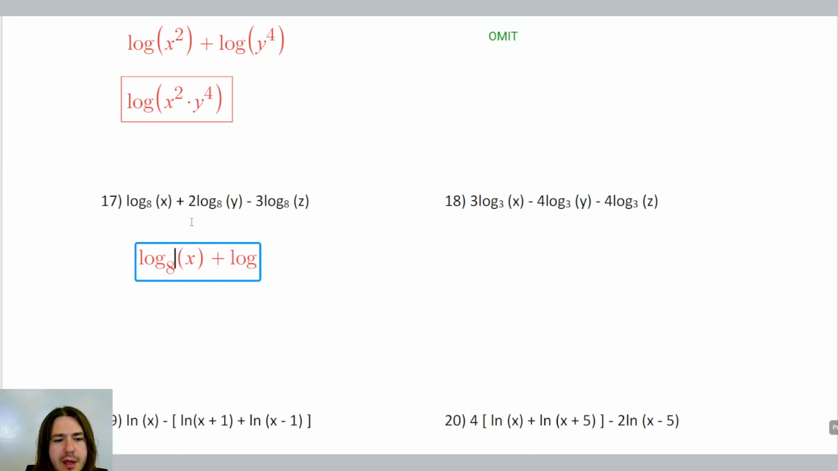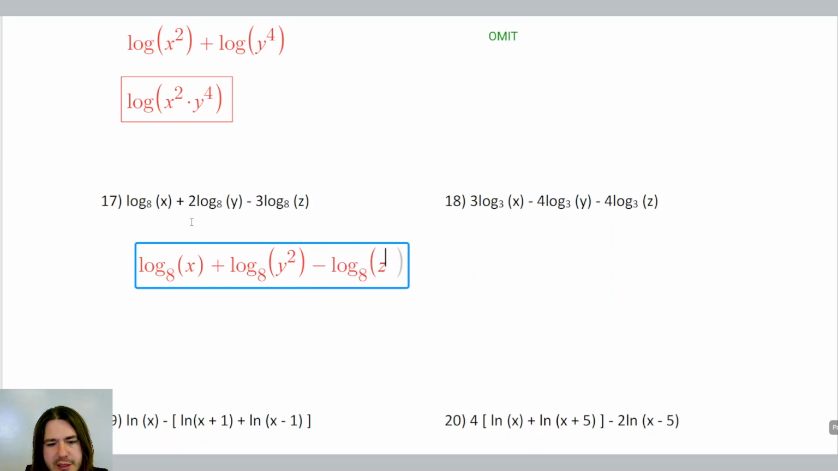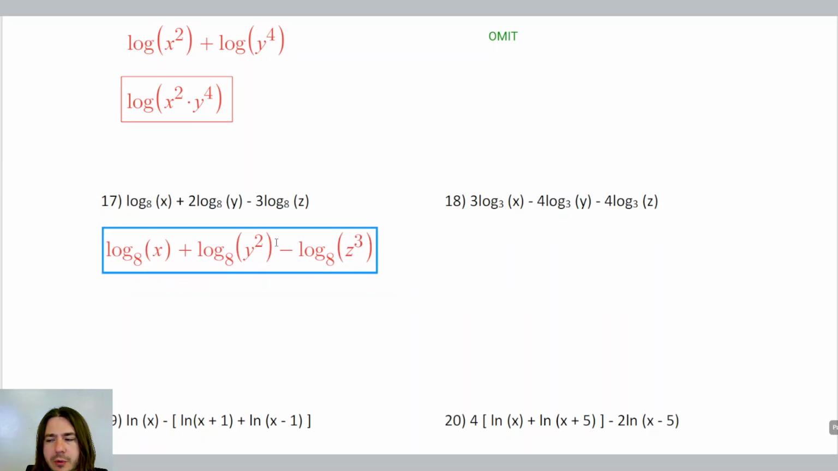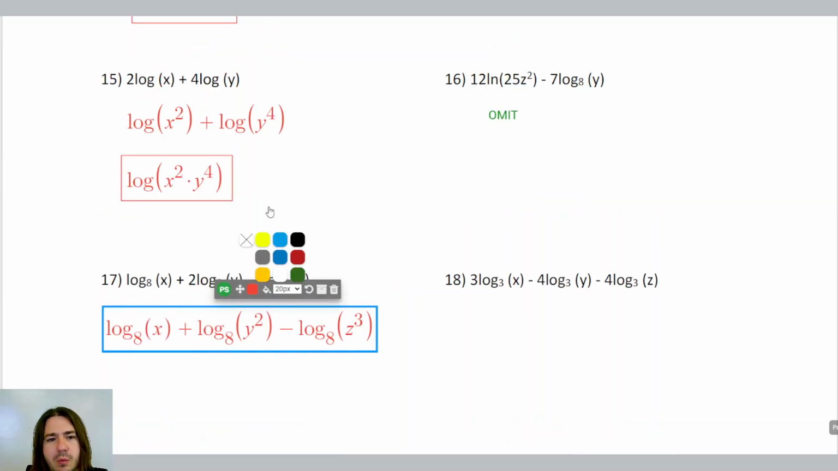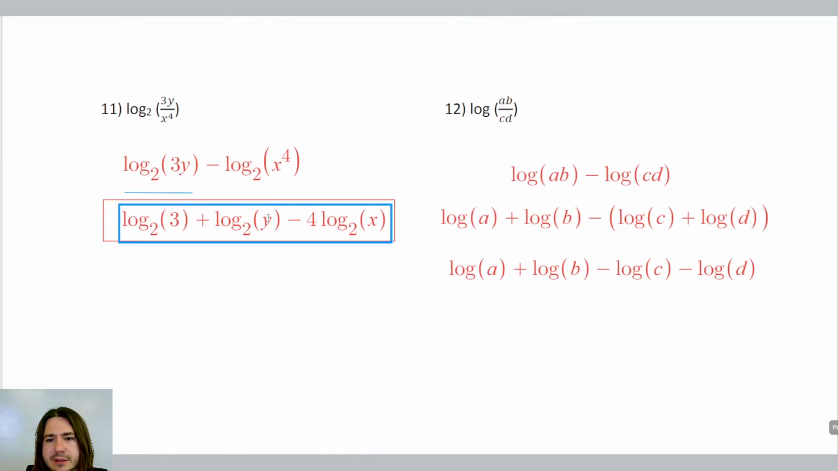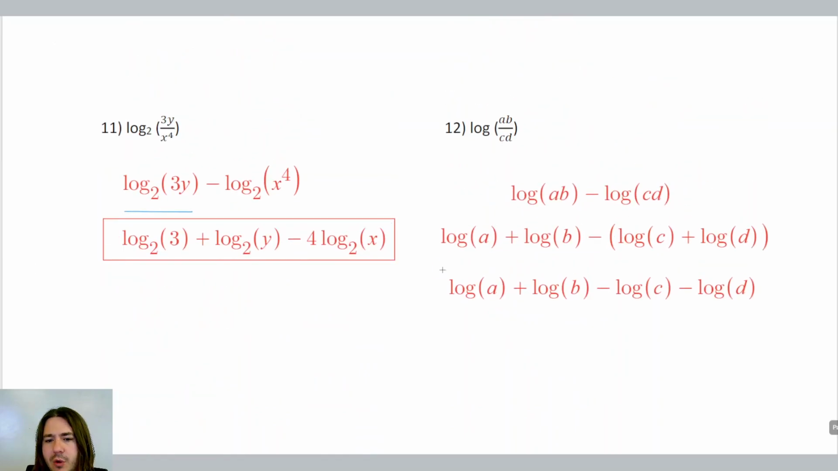So log base 8 of y squared, and then minus log base 8 of z cubed. I just want to take care of those exponents first, and now I can start to combine. You really can do all of this at once, like what I was talking about earlier with the pluses and the minuses. Notice back here on number 12, when we expanded them, the a and the b were both positive logarithms, and the c and d ended up being negative logarithms, just the way the subtraction works out here.